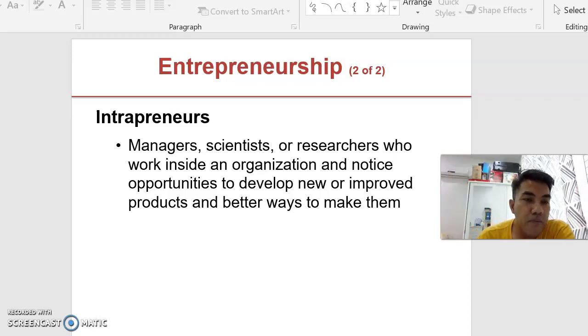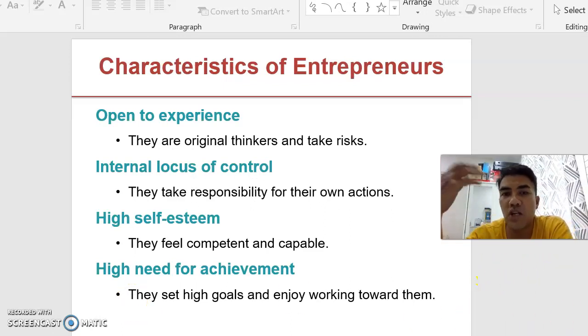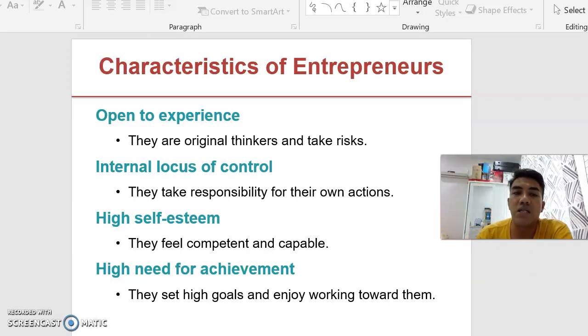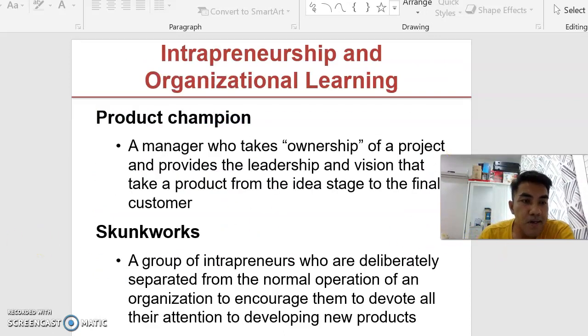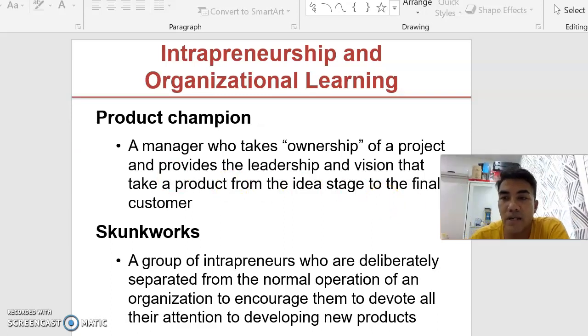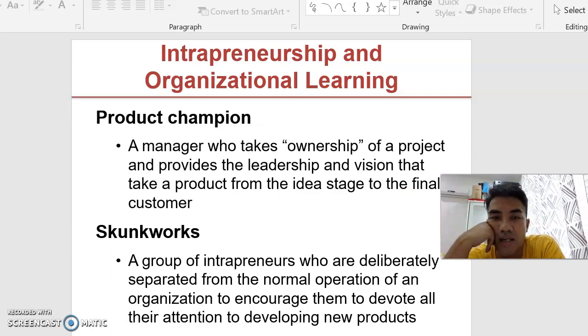Some of the characteristics of entrepreneurs: they are open to experience, and have an internal locus of control. Of course, they should have high self-esteem and a high need for achievement. And finally, entrepreneurship and organizational learning. A product champion is a manager who takes ownership of a project and provides the leadership and vision that take a product from the idea stage to the final customer.